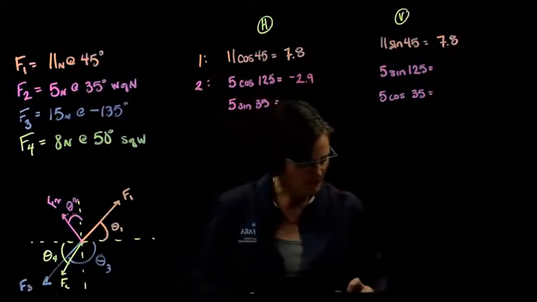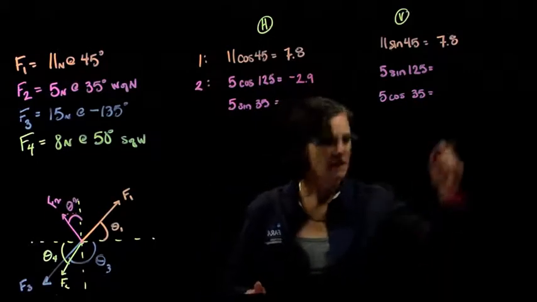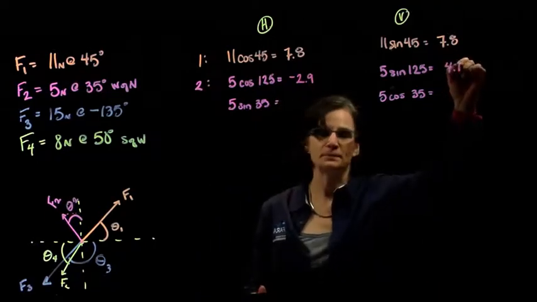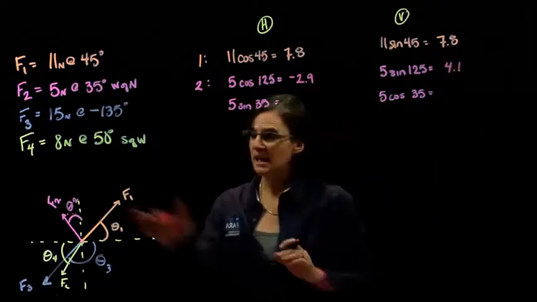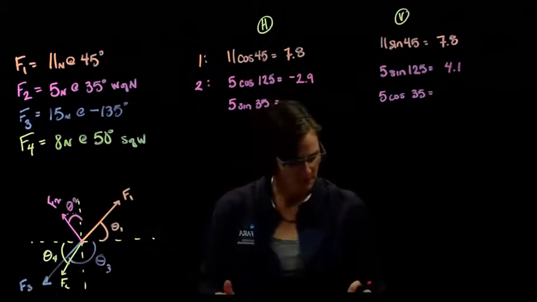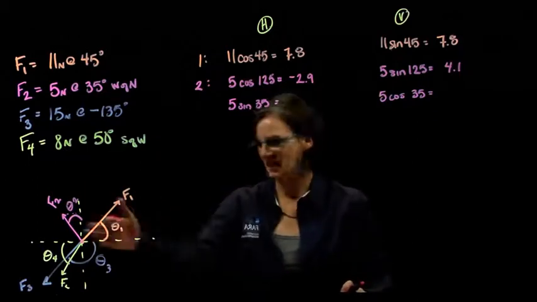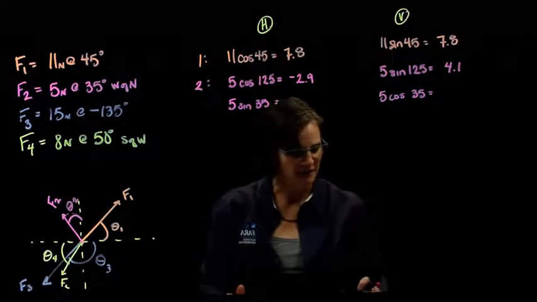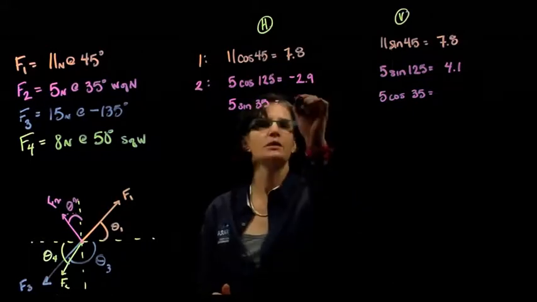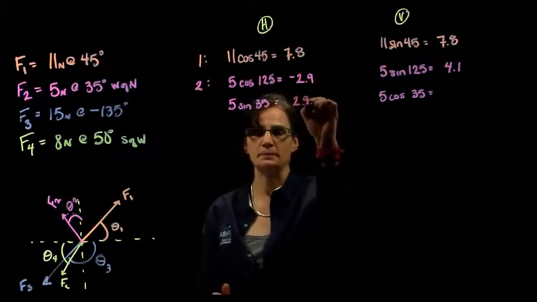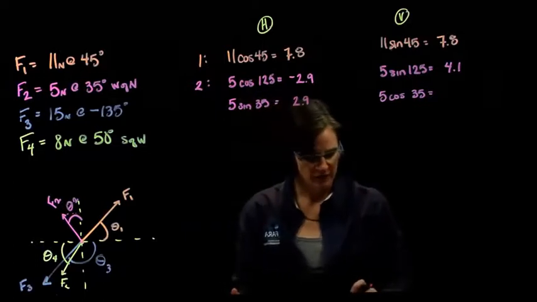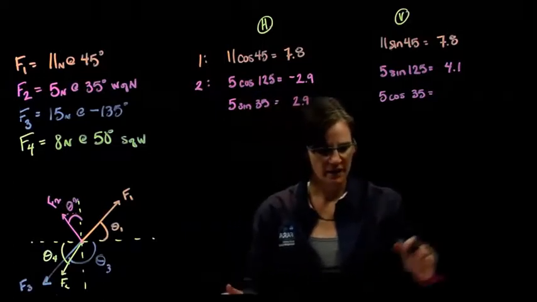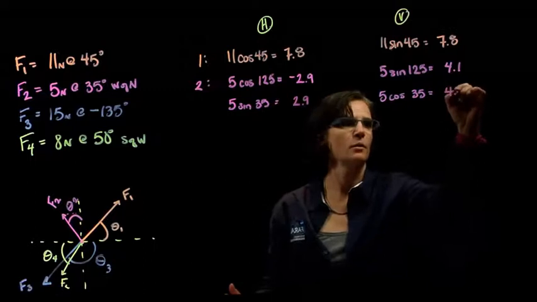And 5 times the sine of 125 gives me 4.1. If instead I look at that angle that was provided for me, I have the calculation of 5 times the sine of 35, and I get positive 2.9. 5 times the cosine of 35 gives me positive 4.1.